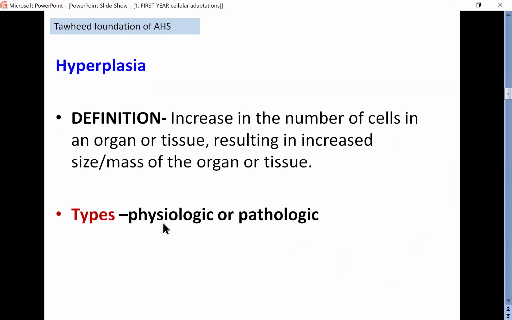Next, we are going to see hyperplasia. Hyperplasia means increase in the number of the cells of an organ or tissue, resulting in increase in the size or mass of the organ.